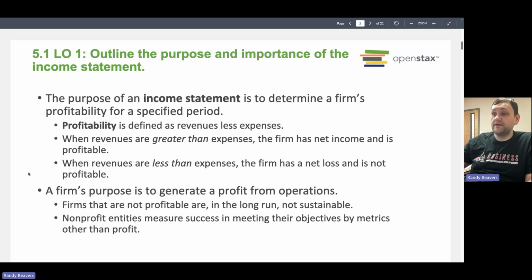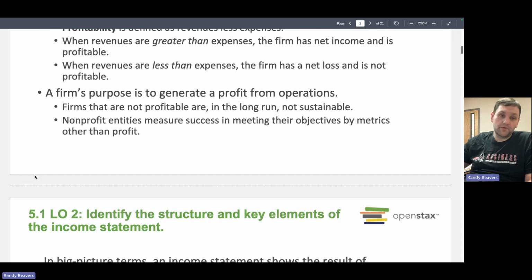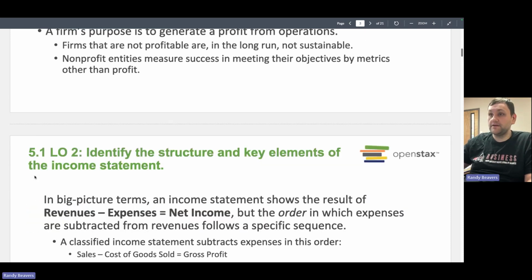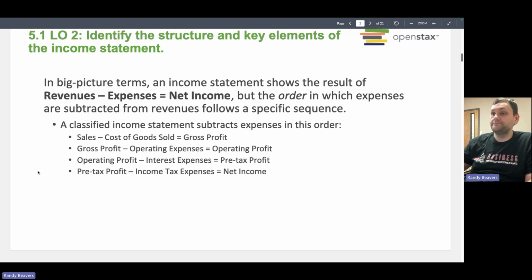A couple other final notes here. If you're not profitable in the long run, you're not sustainable, and you will go out of business. So therefore, a firm's purpose then is to generate a profit from operations. And then everything I just stated here is in that order there on this slide. So that's your key structure and elements of the income statement.